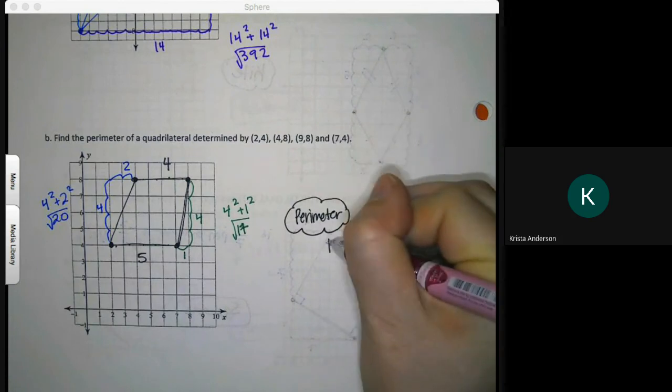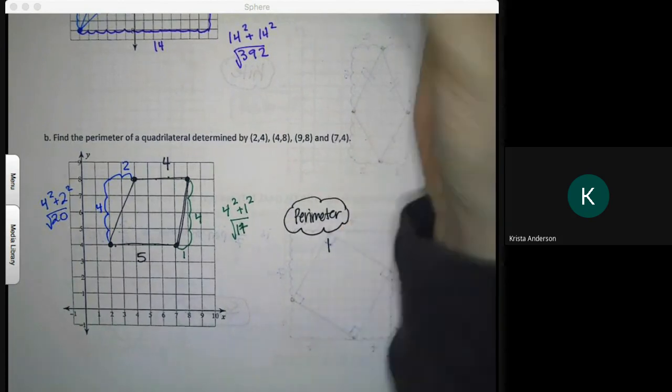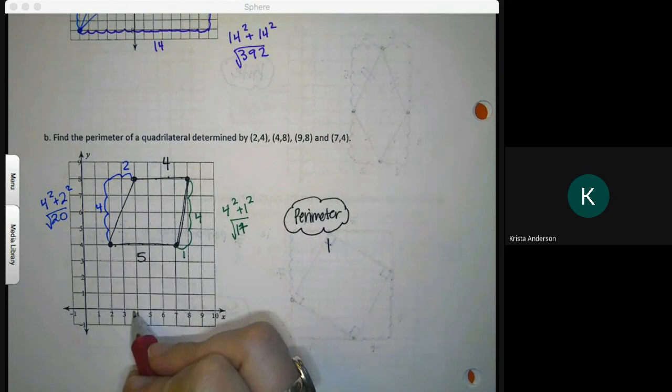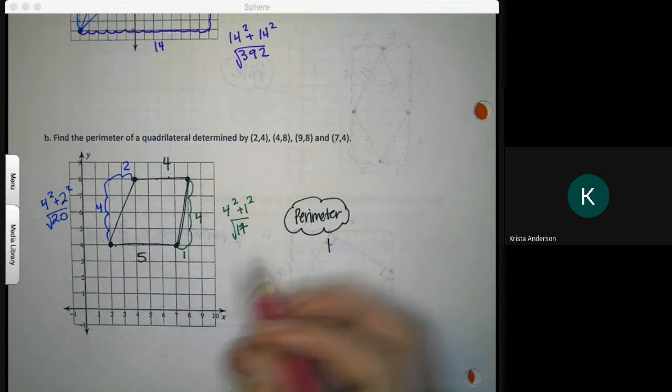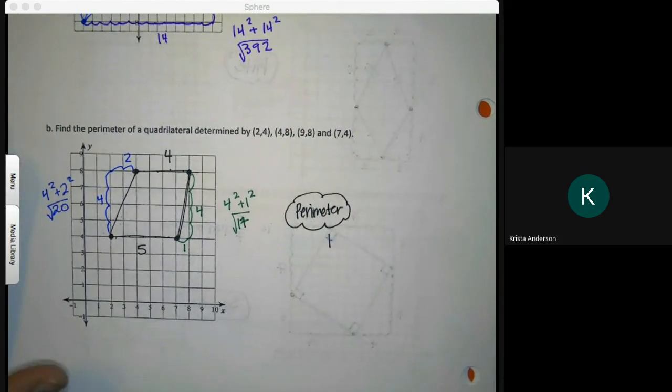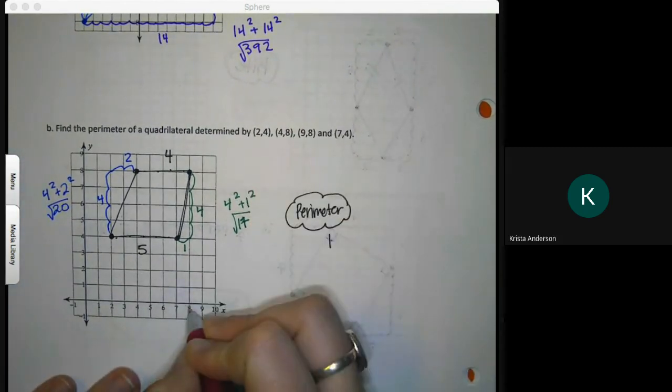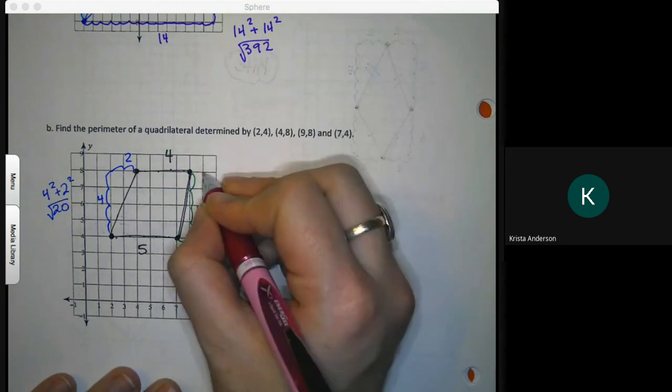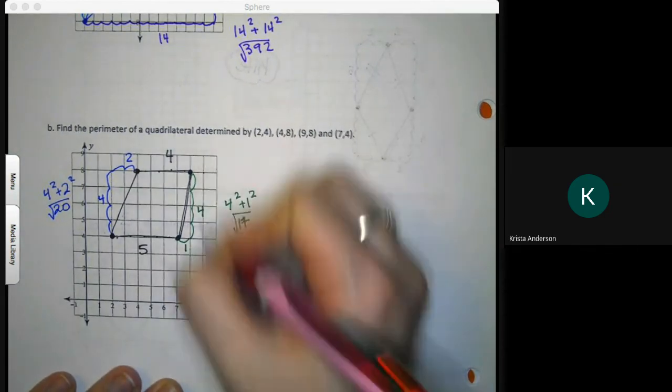I think you graphed the point wrong. Did I graph it wrong? It's 9, 8. Oh, yeah, that's it. Okay, thank you. 9, 8.